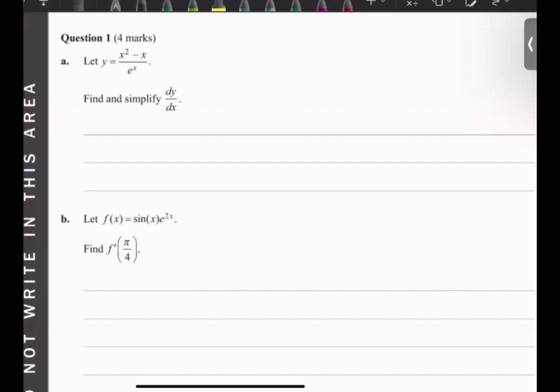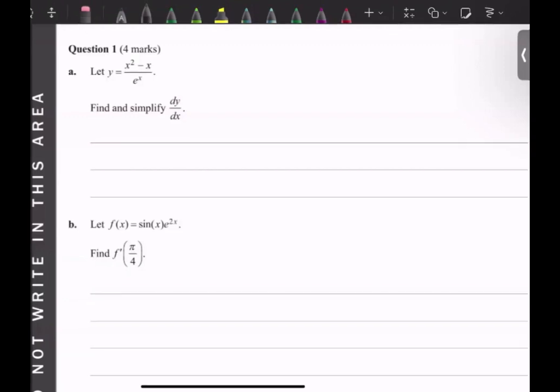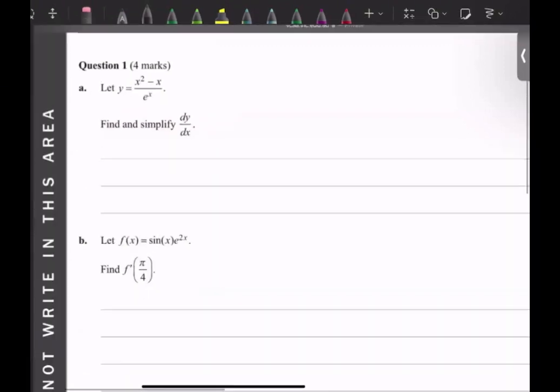So before I actually attempt to solve this problem, I would encourage you to pause the video and give this a try on your own. So let's start with part A. Assuming that you've had a crack at it, let me go ahead and work through my solution to this.